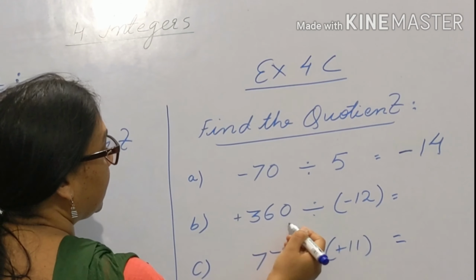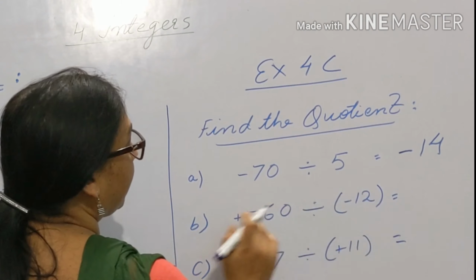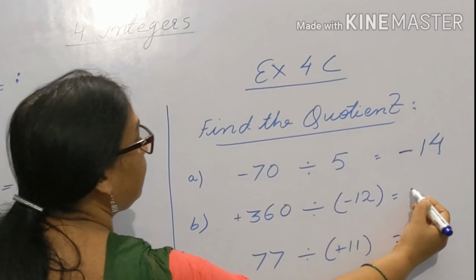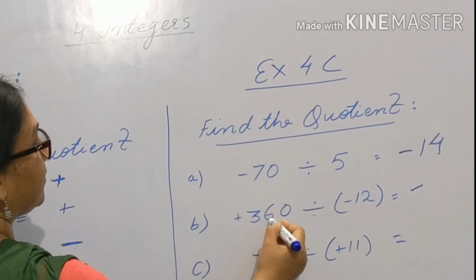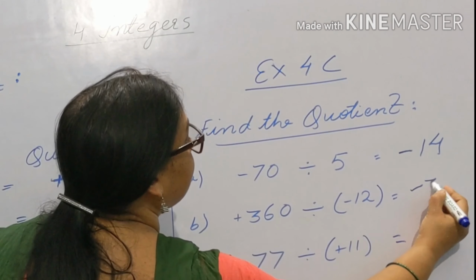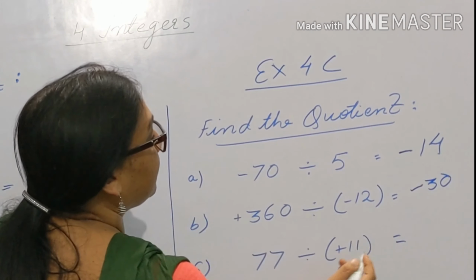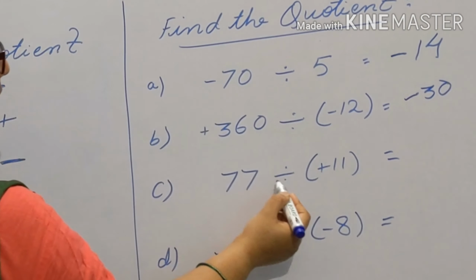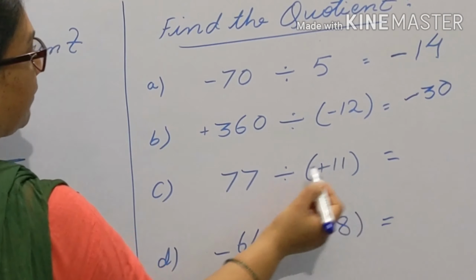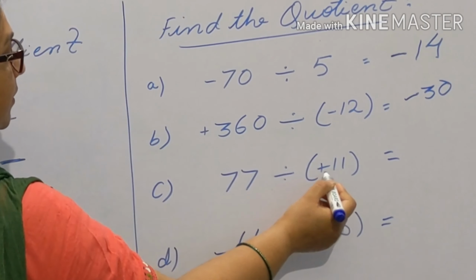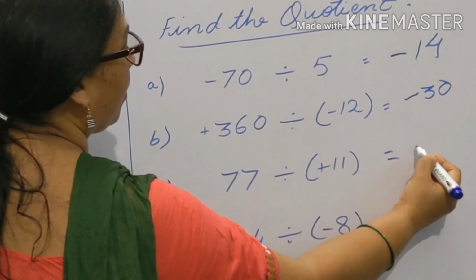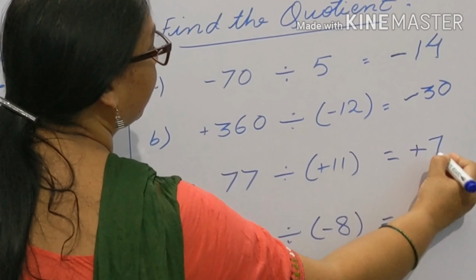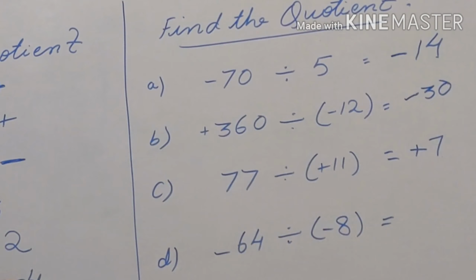Question number B. A positive integer divided by a negative integer. When the two integers are with opposite sign, the quotient is always negative, and 360 divided by 12, answer is 30. So minus 30 is the quotient. Question number C, 77 divided by plus 11 means when two integers are positive in division, the quotient is always positive. 77 divided by 11, answer is 7. So plus 7 is the quotient.